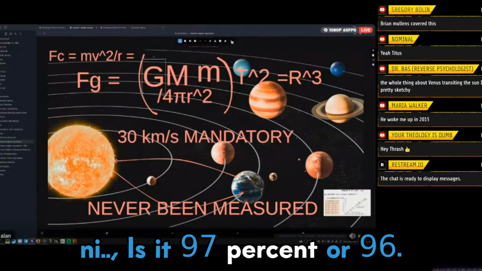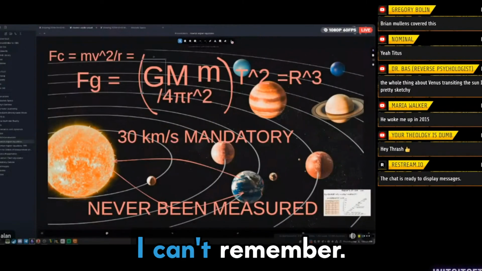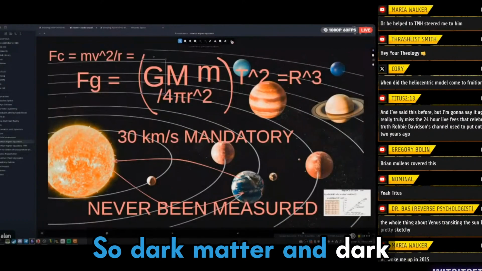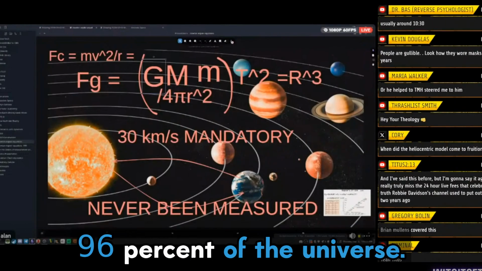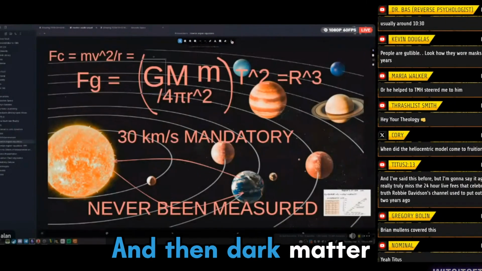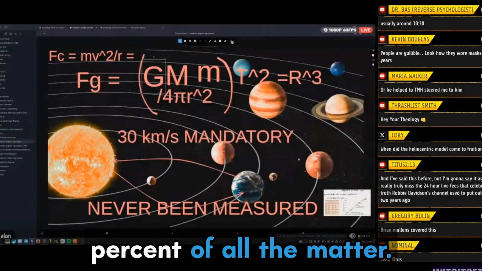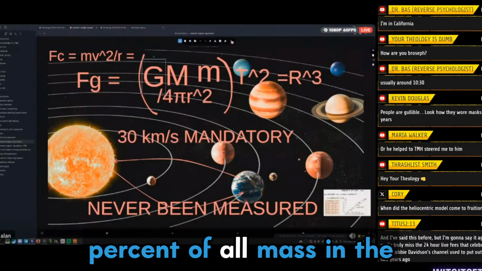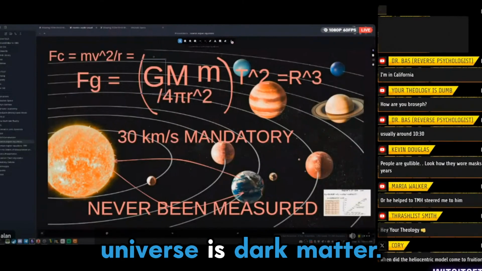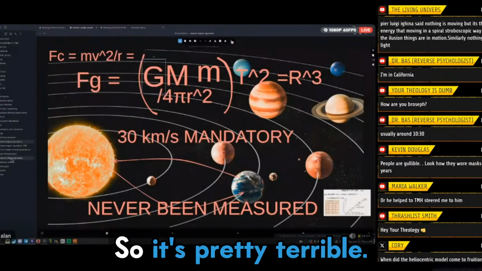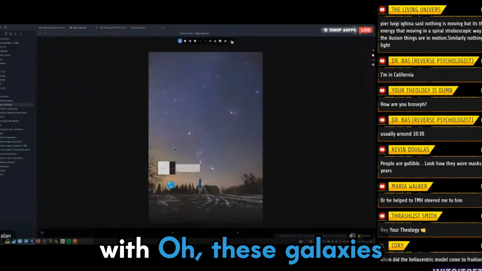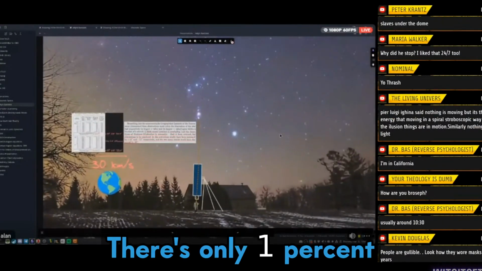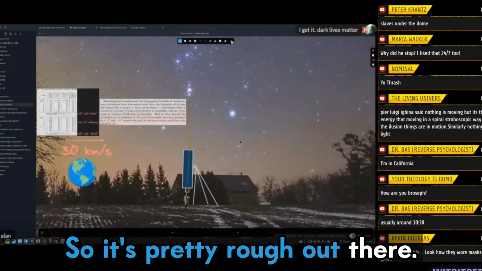Is it 97% or 96.9995%? I can't remember, and I want to be accurate. I know it's important. Okay, let's clarify that. Dark matter and dark energy combined make up 96% of the universe, and then dark matter supposedly makes up 83% of all the matter in the universe. So supposedly 83% of all mass in the universe is dark matter, which is pretty terrible. And this all started with these galaxies being 99% off. There's only 1% of the matter we need, so it's pretty rough out there.